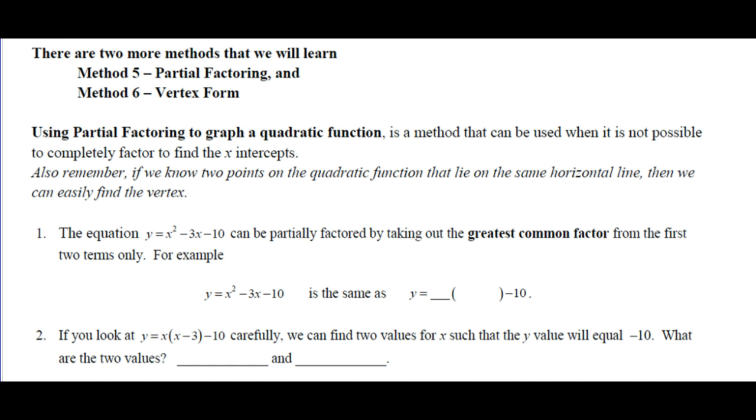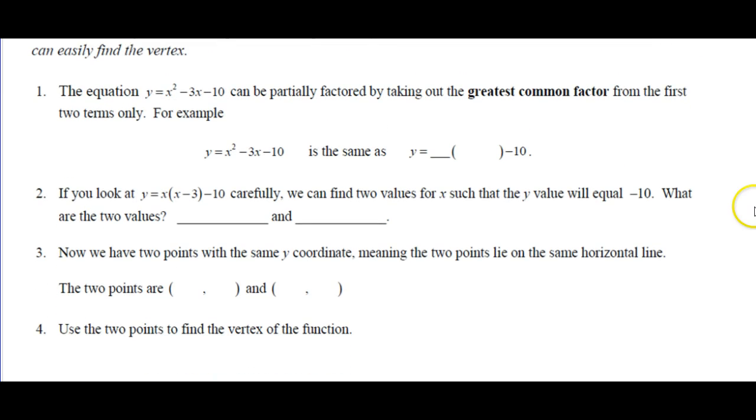Now, this equation, we can also do this thing called partial factoring. So let's say that you can't figure out how to factor x squared minus 3x minus 10. Then you can use partial factoring. Partial factoring works like this. You're only going to factor these two terms, right? Partial. We're only going to factor x squared minus 3x.